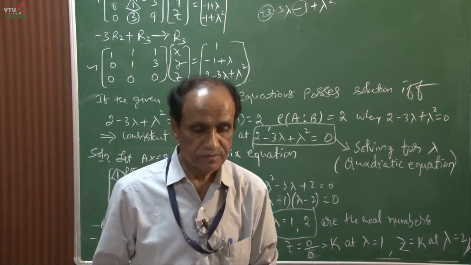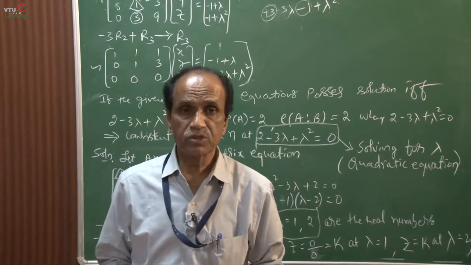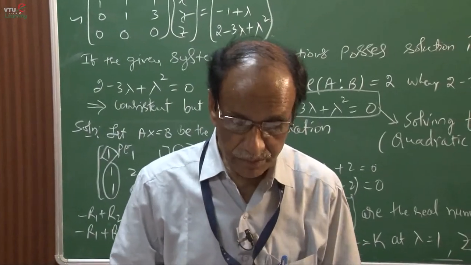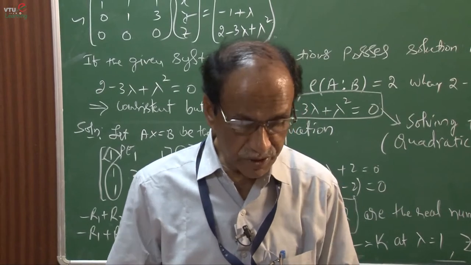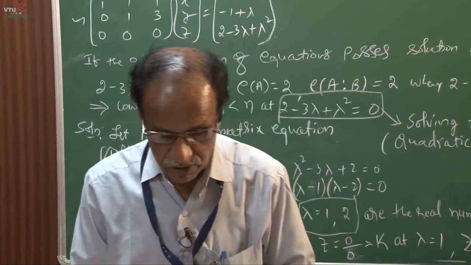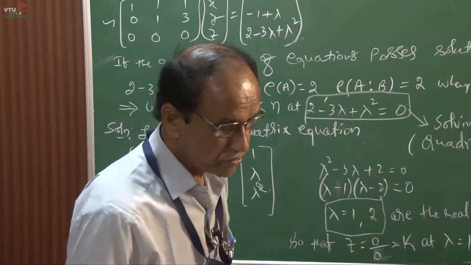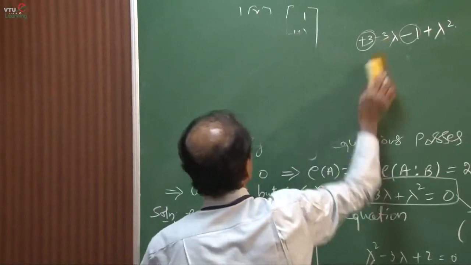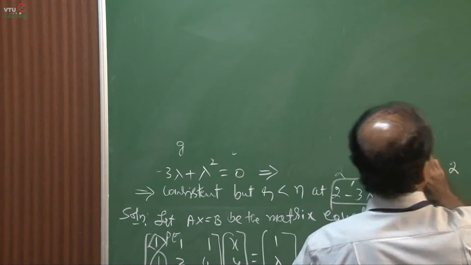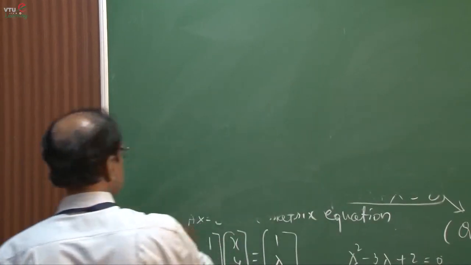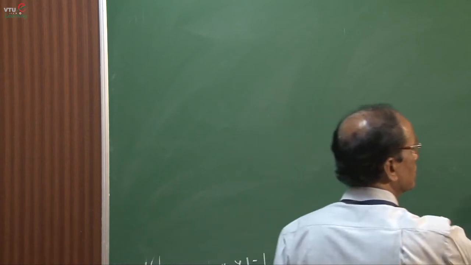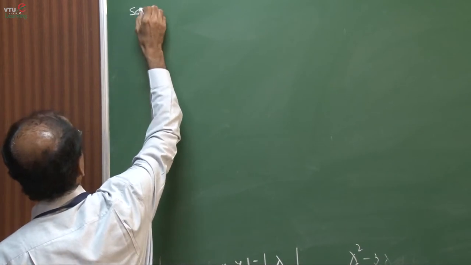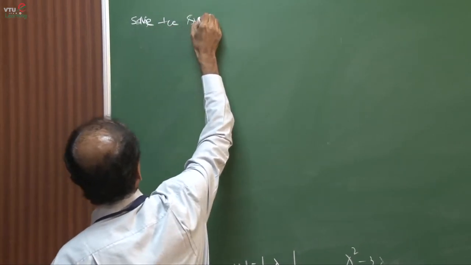Now, in the same fashion, there is one more last problem I am going to take, with four unknowns, and how the elementary row operation method can be applied for those four values. I shall just give the hint and then you can proceed for finding the solutions. That is also in the same consistency comparison, that is, rank of coefficient matrix and rank of augmented matrix. Solve the system of linear equations.